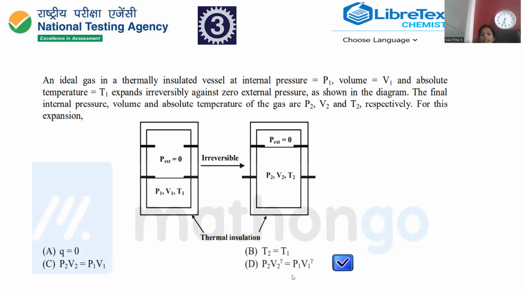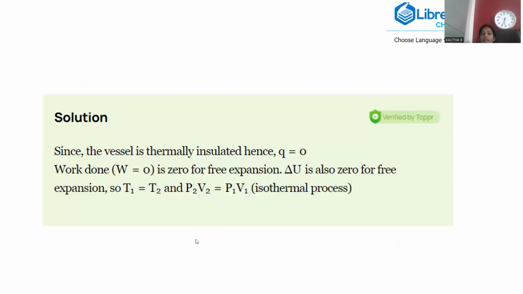A, B, C are the correct answers for question number 3. So, the wrong answer will be P2V2 to the power gamma is equal to P1V1 to the power gamma. Except this, the remaining A, B, C are the correct answers only. All are mentioned clearly in this explanatory part.